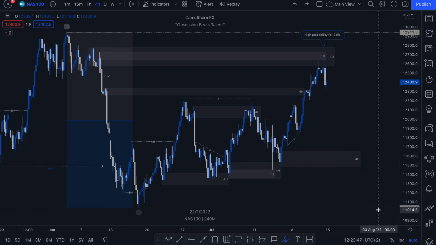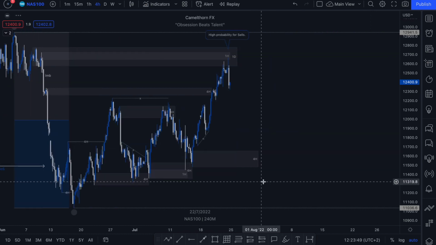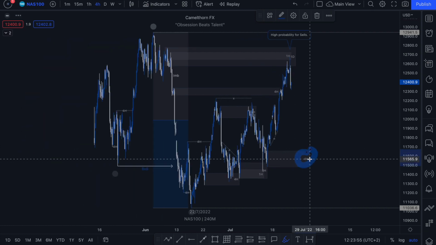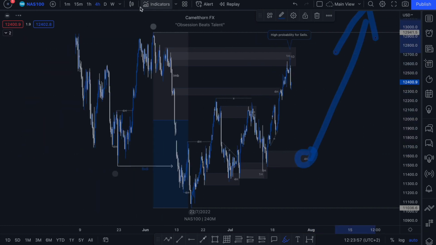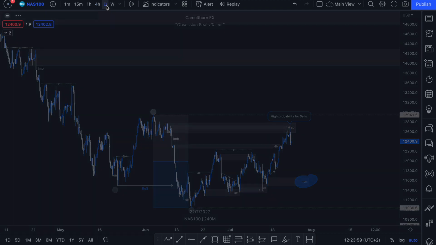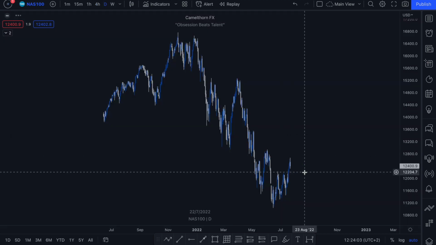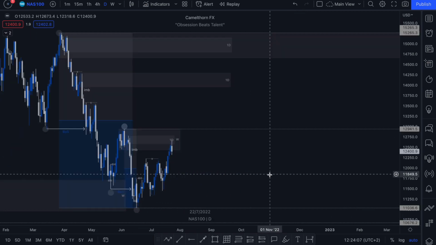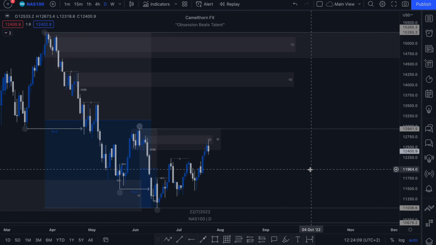Why do we want to be aiming for that 4-hour? Because there is every chance that price action could mitigate this 4-hour and continue with the overall weekly bullish pullback, okay? I hope I am making this very clear here, okay?